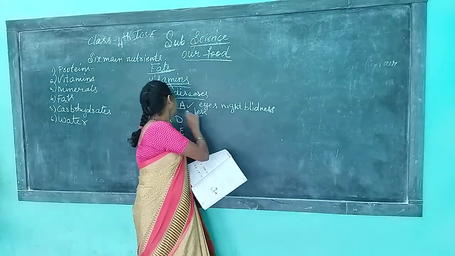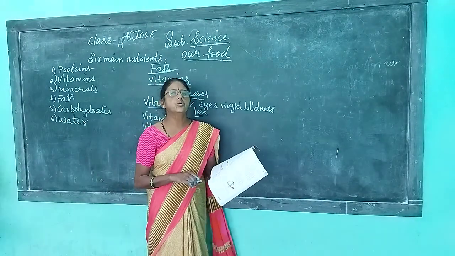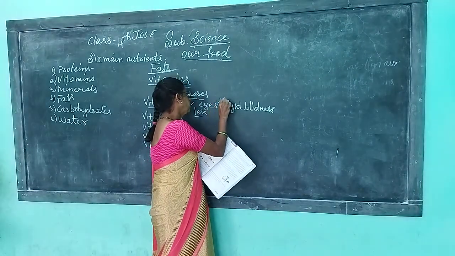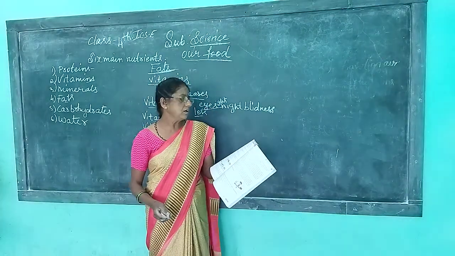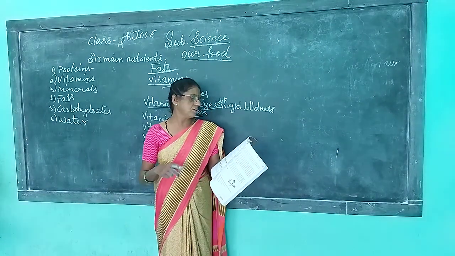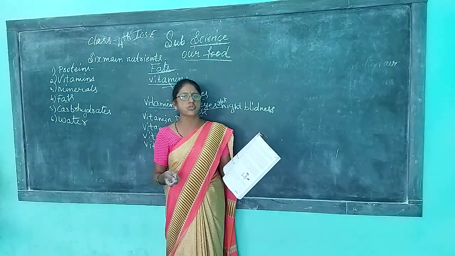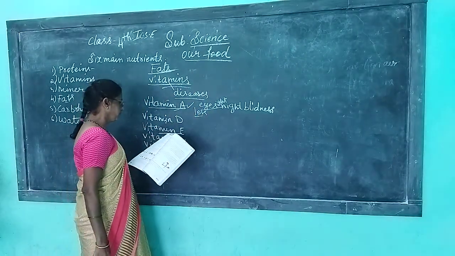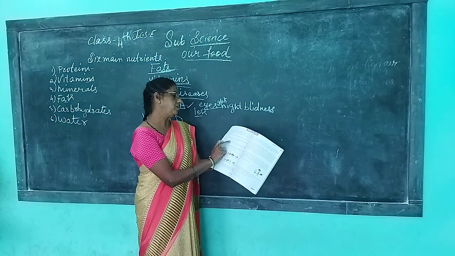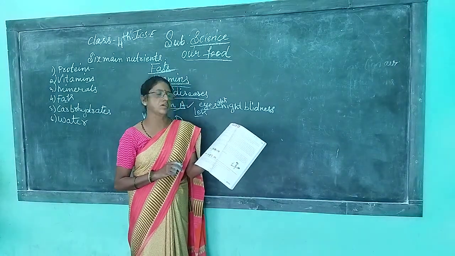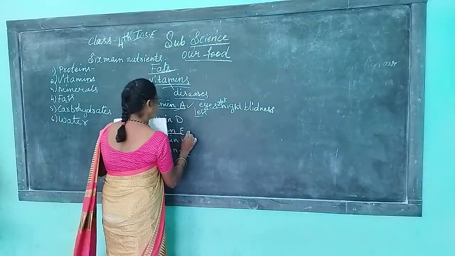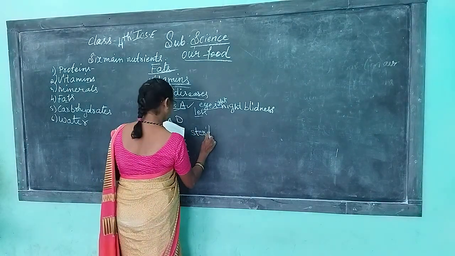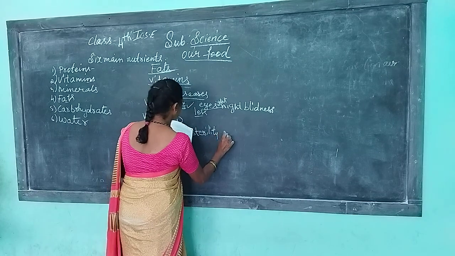And it helps for good eyesight. So it helps in good eyesight. And it requires overall growth of the body. Next is vitamin E. It prevents stiffness and muscular dystrophy. So, what it prevents? It prevents stiffness in muscles.